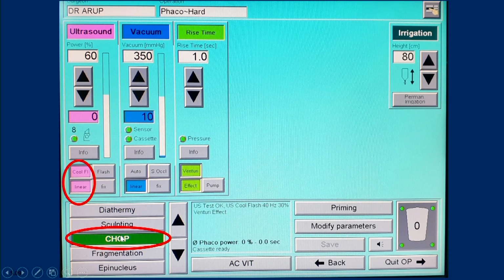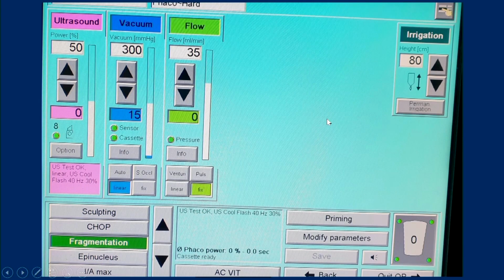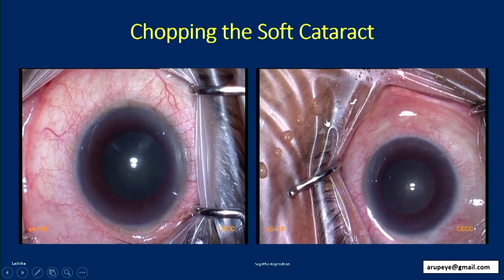So here, if you see, it is chopping, 40 pulses per second. Each pulse is set as 25 millisecond, 30% duty cycle. So on time is 7.5 millisecond, and off time is 17.5 millisecond. And the parameters are more or less the same. The only thing is the vacuum is dropped when I come for fragment consumption.